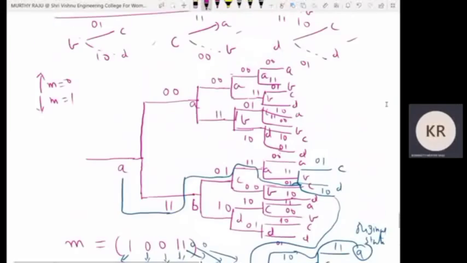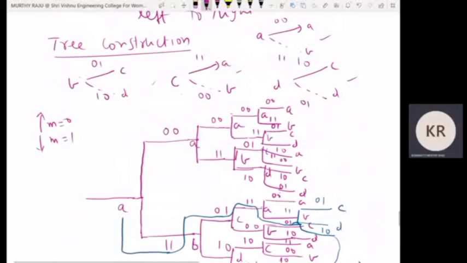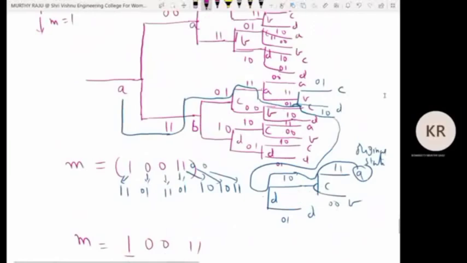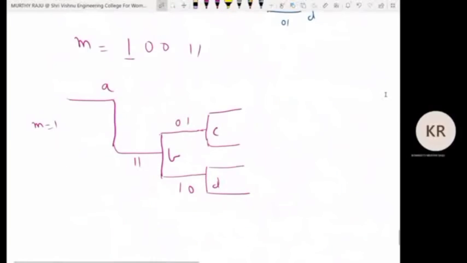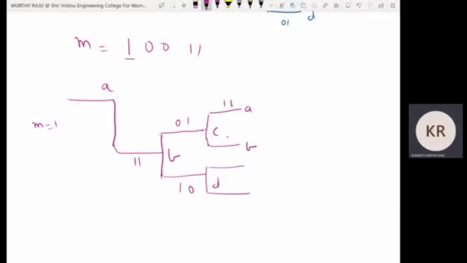By using this signal flow diagram, C to A is 1 1, C to B is 0 0. For D, D to C is 1 0, and D to D is 0 1.